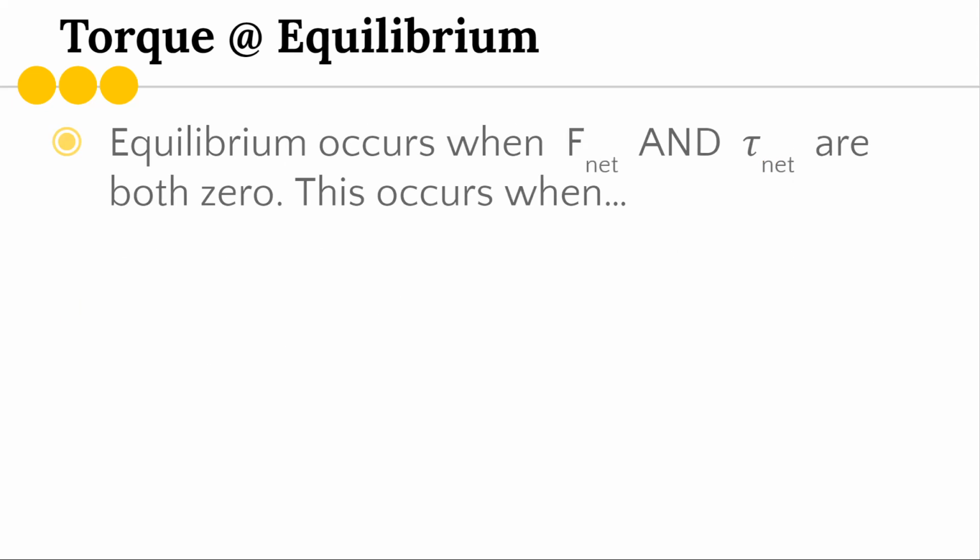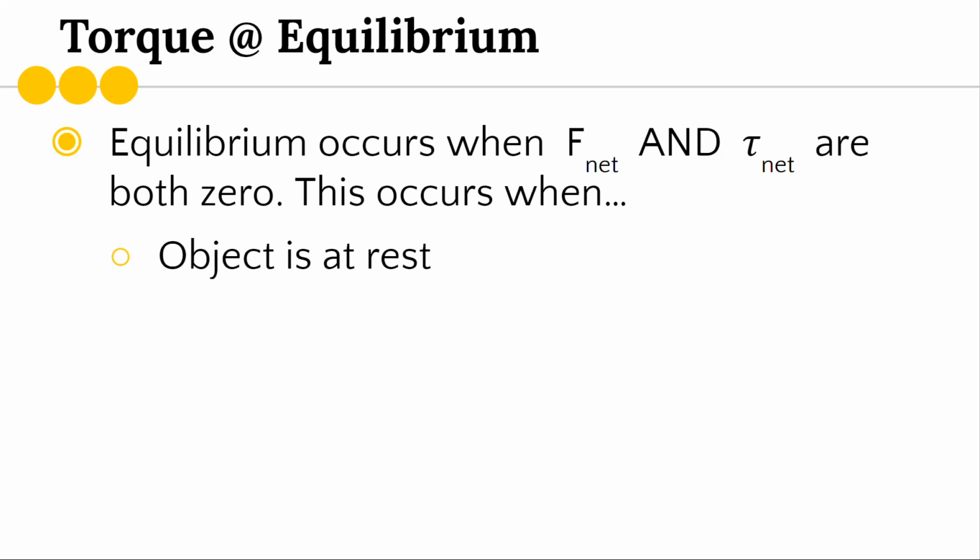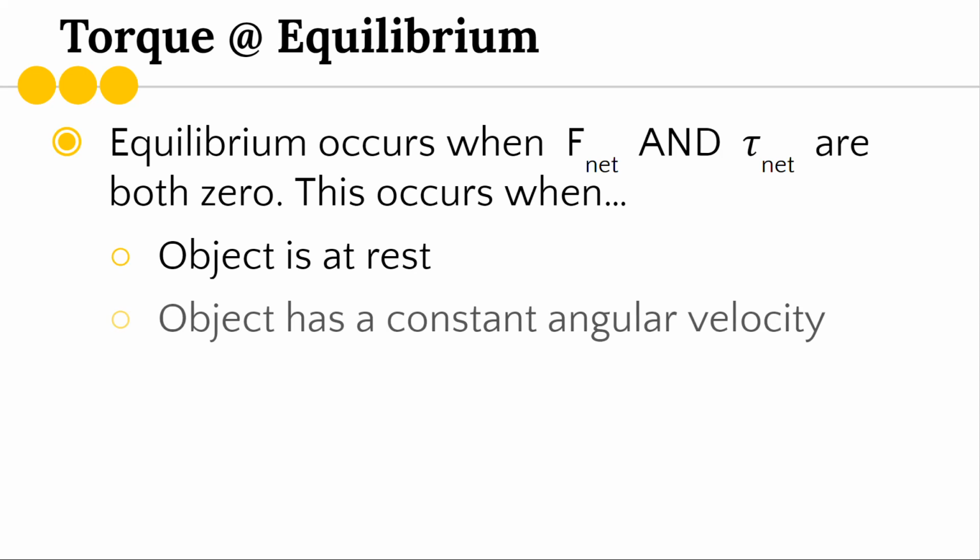Okay, so equilibrium occurs when your net force and your net torque are both zero. So if the net force acting on that object and the net torque acting on that object are both zero, then you're going to have equilibrium. And that's going to mean that your object is at rest or your object has a constant angular velocity. So if it is rotating at a constant rate, then you would have equilibrium, torque at equilibrium. And in both of those scenarios, you would have net force and net torque of zero.